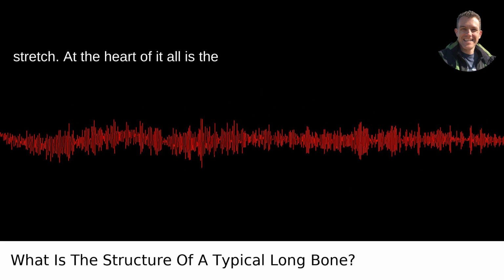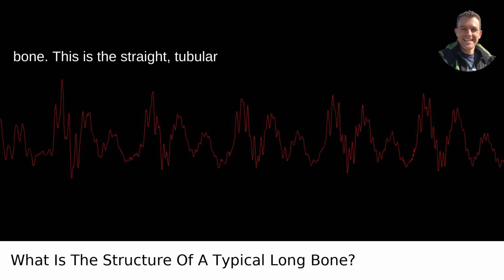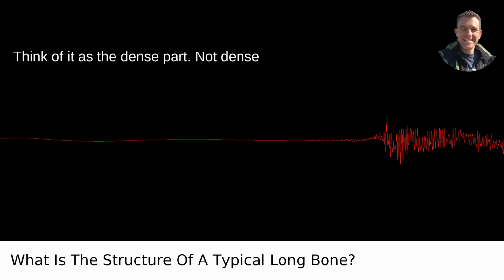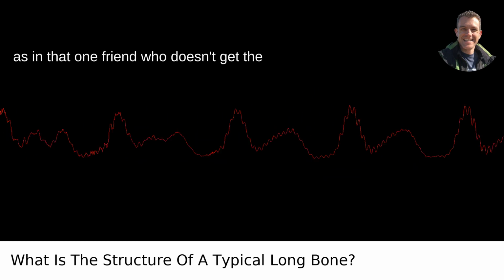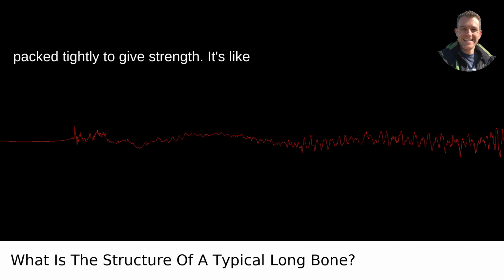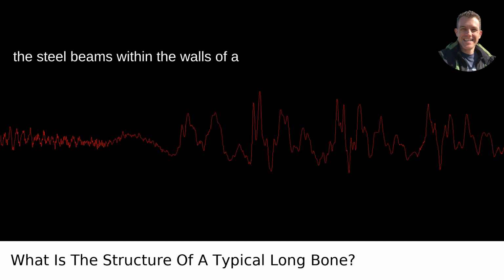At the heart of it all is the diaphysis, the central shaft of the long bone. This is the straight, tubular portion made primarily of compact bone. Think of it as the dense part. Not dense as in that one friend who doesn't get the joke, but as in the types of cells are packed tightly to give strength. It's like the steel beams within the walls of a skyscraper.